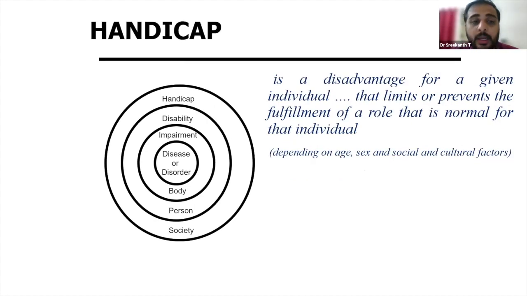The third concept is handicap. For handicap, you have to look at a larger social perspective. It is a disadvantage for a given individual because of impairment and disability. Imagine that because of impairment or disability, the person is not able to perform his social activities or social engagement. For example, in the similar example, a person with physical disability who lost both his limbs may not be able to attend a social function like any other person. These conditions might limit or prevent him from actively participating in social activities, or in his employment. So you need to understand the difference between impairment, disability, and handicap clearly, so that you have a good understanding while working with persons with disability.